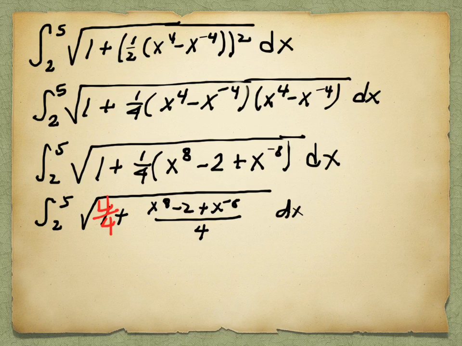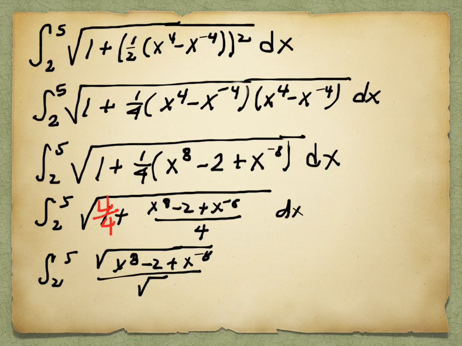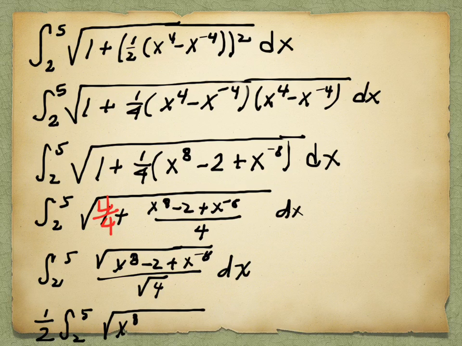So if I were looking at this, I could also write this in such a way that I have the square root of x to the 8th minus 2 plus x to the negative 8th over the square root of 4, which is 2. So because I have this fact, I can actually pull that 2 out in front, and then of course it's in the denominator, so this is a 1/2 times your integral from 2 to 5. And I've got the square root of x to the 8th minus 2 plus x to the negative 8th.